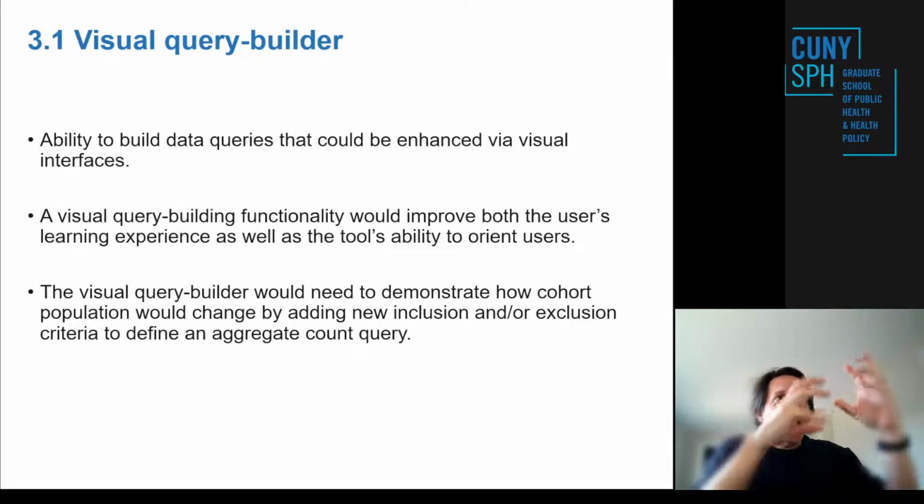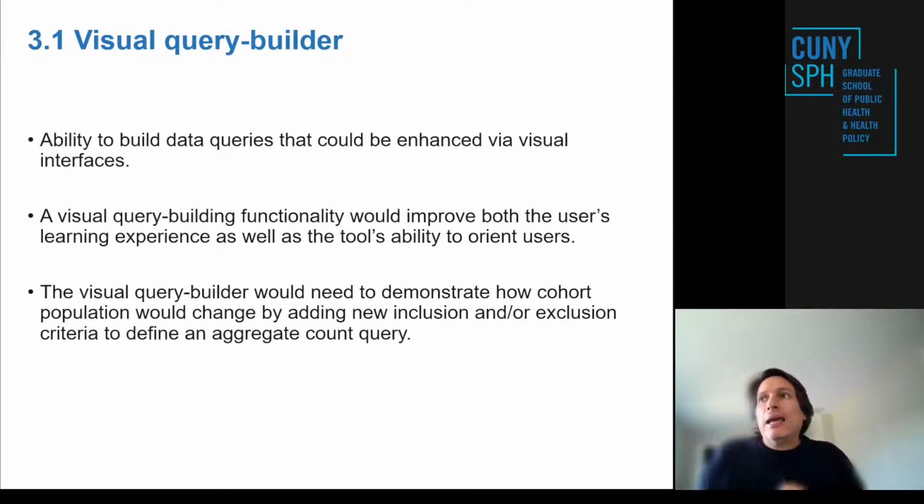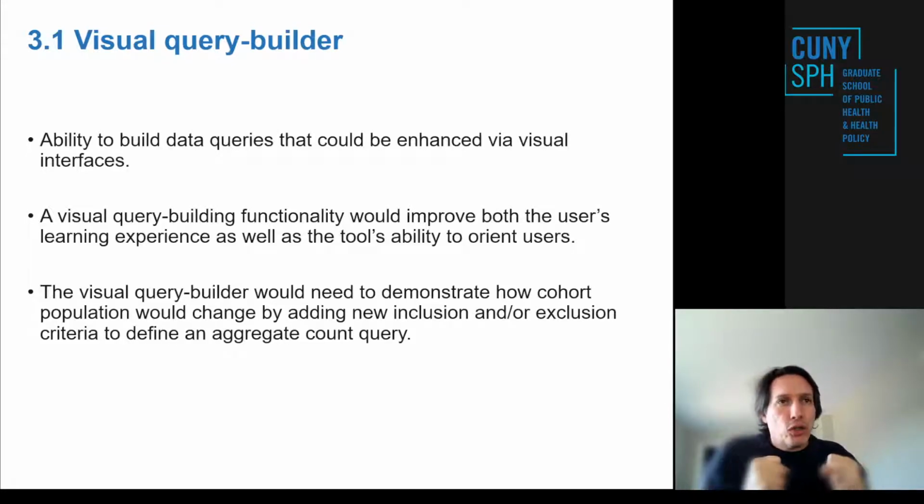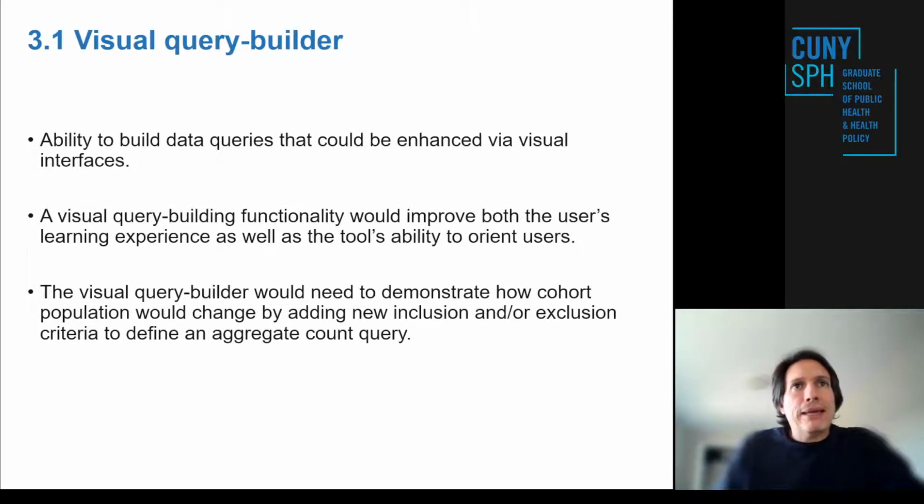Visual querying is when you have blocks that represent knowledge and you just link them in some way, and then you are able to connect data and build the relationships in that way without needing to know SQL or complex querying languages. Then, for example, that visual query builder needs to demonstrate how the cohort population will change by adding new inclusion or exclusion criteria.